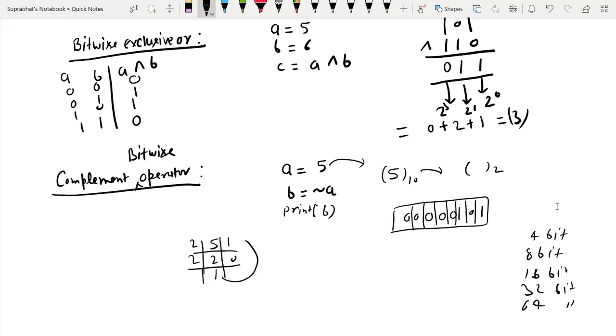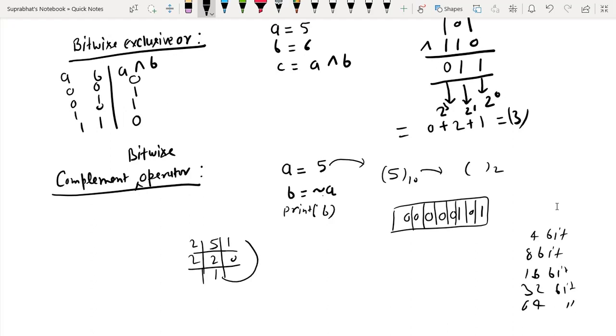Please see it carefully: 1 2 3 4 5 6 7 8. This is the 8-bit representation of 5. We simply add 0 because there is no value, so these bits are 0, only 101 is working. Now what is the rule of complement? Complement tells you to reverse the bits.